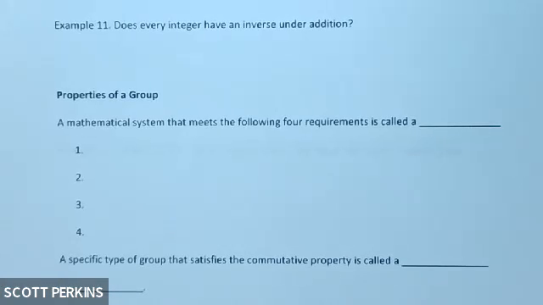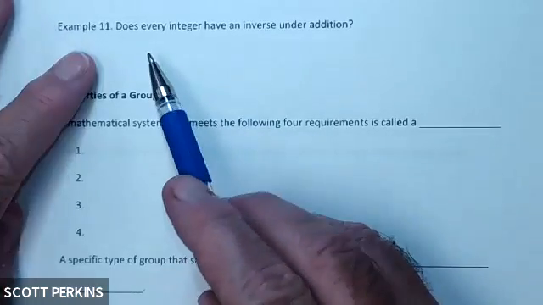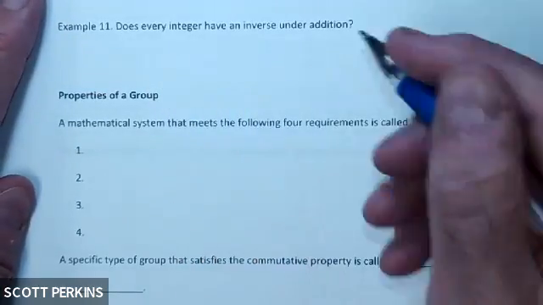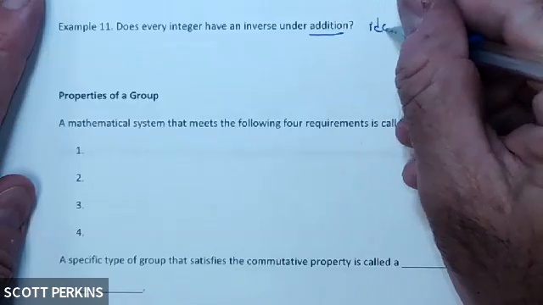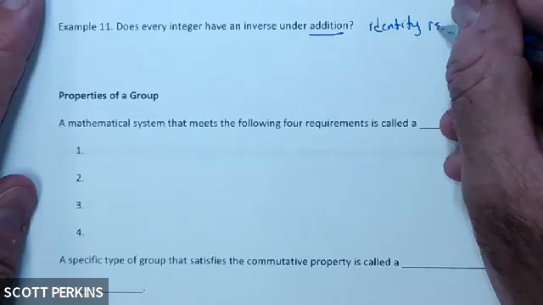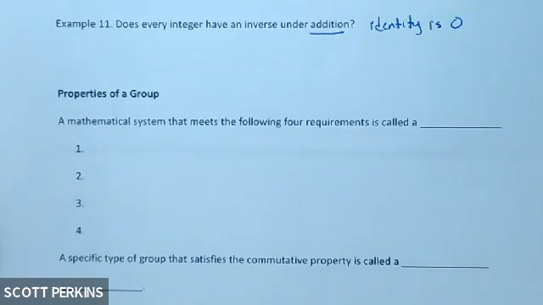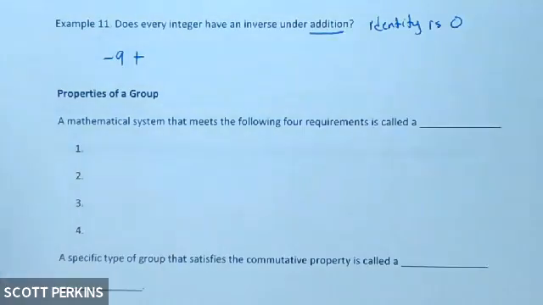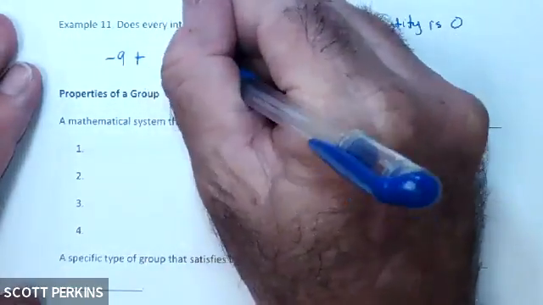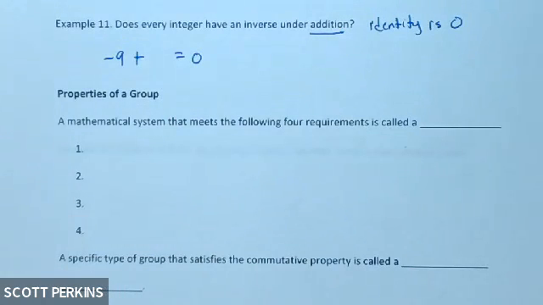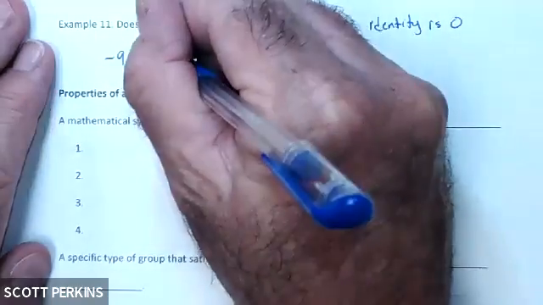Example 11: does every integer have an inverse under addition? Okay, so what does it mean for things to be inverses? Well, remind me, because we just defined this, what is the identity under addition? Okay, the identity, that's on the previous page, is 0. So what I'm asking you here is this. If I take -9, what do I add to -9 in order to get 0? Meaning, what's the inverse of -9 under addition? +9. Yes, that's the inverse.